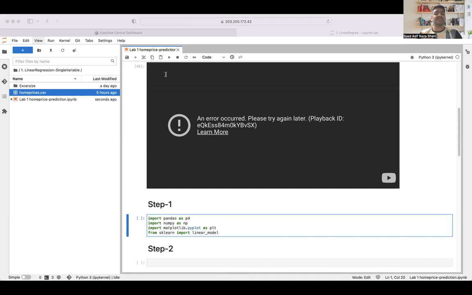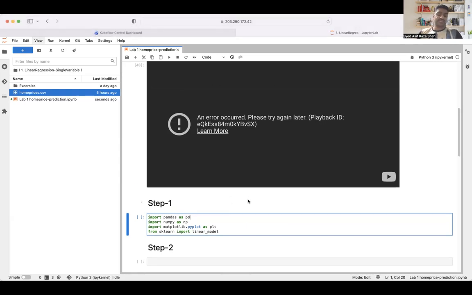NumPy is for when you're managing a huge number of arrays and all these things, so you can use the NumPy array. And matplotlib is basically to plot your data sets, and you can plot the lines and all these things, as I showed you, by using matplotlib. And another one is sklearn, which I told you about already. In the first step, we have to import these libraries.